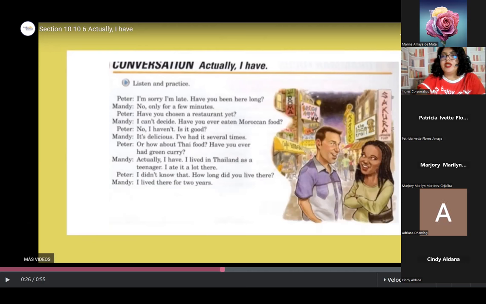Okay, we have here a very casual conversation between two friends, and they are talking about food. That is a very common conversation that we can have with the people that we are meeting, or the people that we have a relationship or friendship with. In this case, they are using both structures: the present perfect tense and also the simple past.